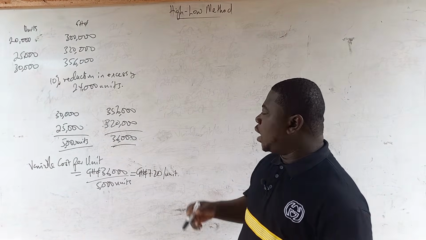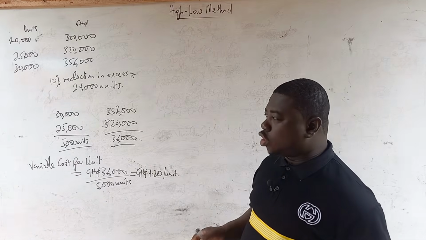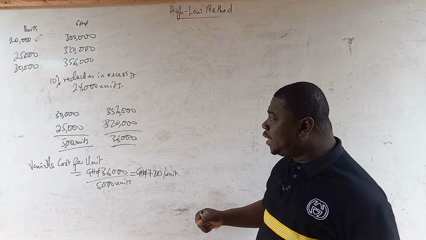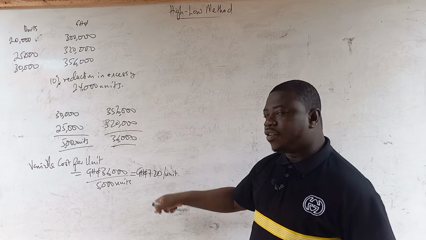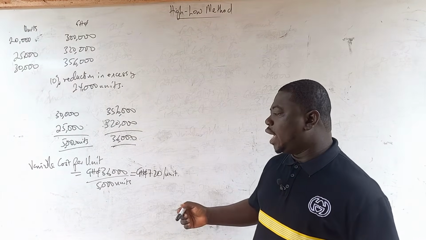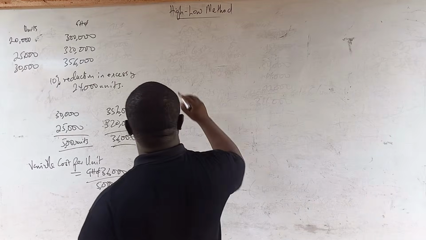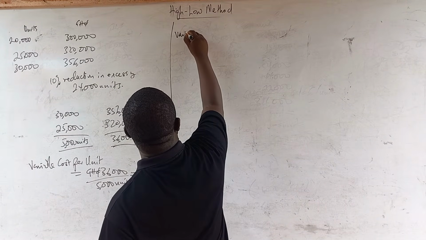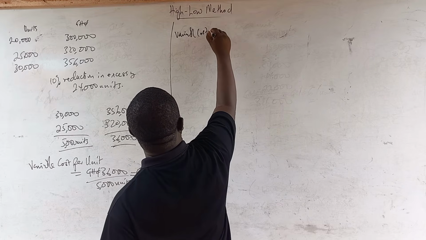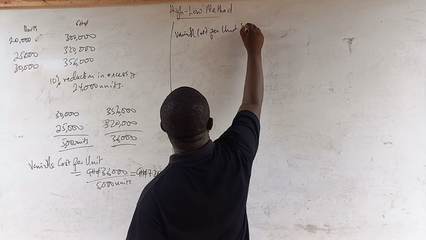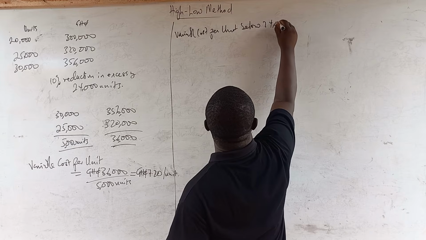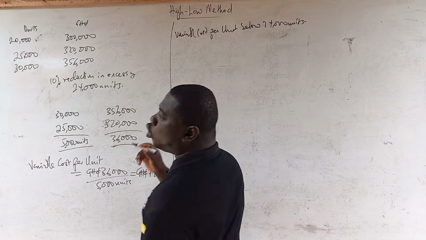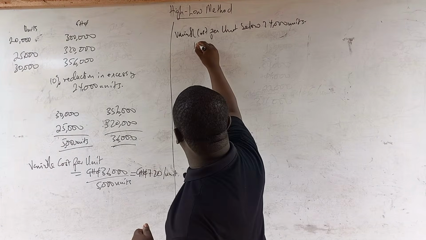But once you are supposed to estimate the cost of producing anything below the threshold, then we need to find the 100%, or the original variable cost per unit. And how are we going to do that? So let us now find the original variable cost per unit. To find the variable cost per unit below 24,000 units, we are going to use mathematics.